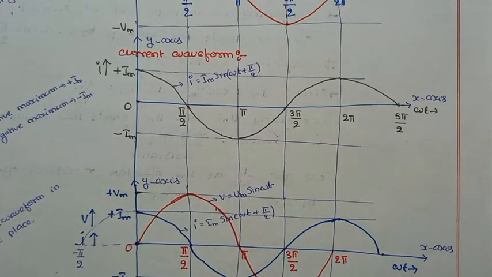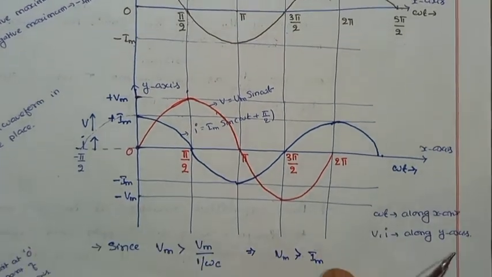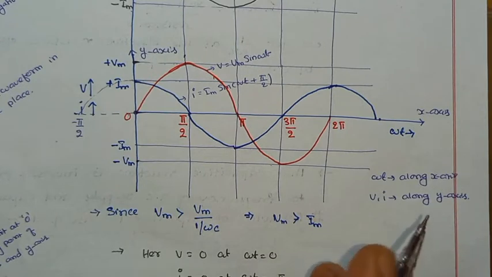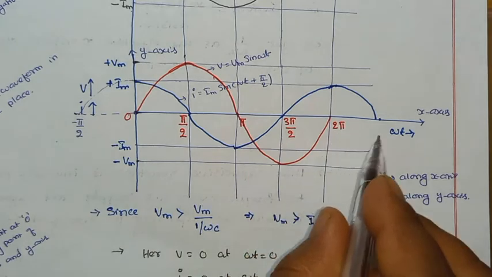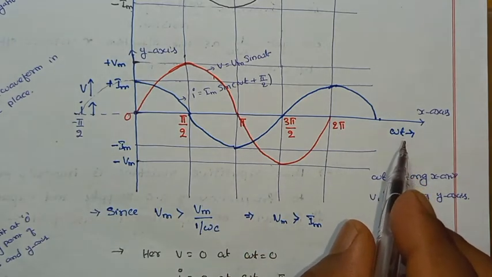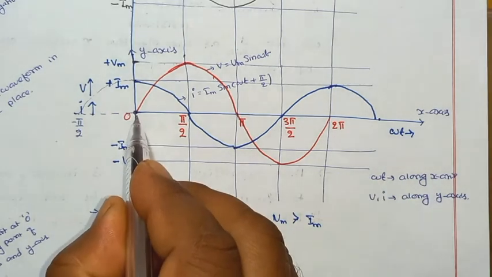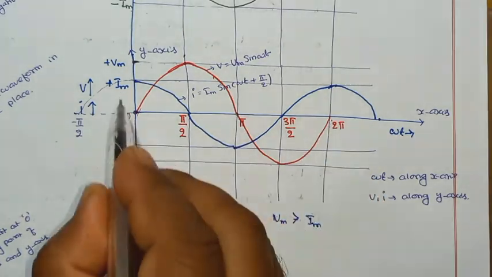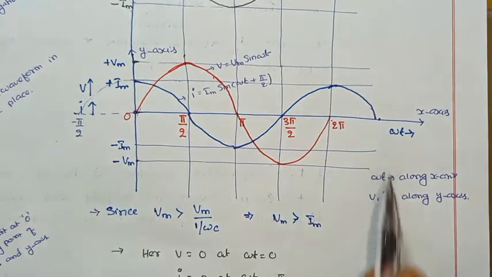Now we'll draw both the waveforms in one place. Taking different values of omega t, that is 0, pi by 2, pi, 3 pi by 2, 2 pi along the x-axis, and instantaneous voltage and current along the y-axis, we have drawn this waveform. So this is the AC voltage waveform and this is the AC current waveform.